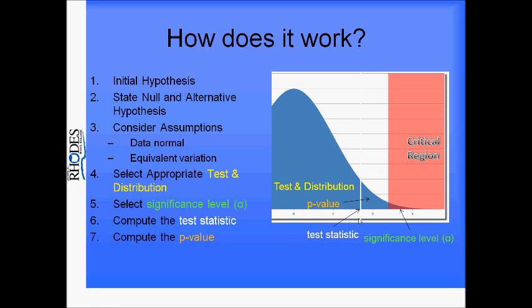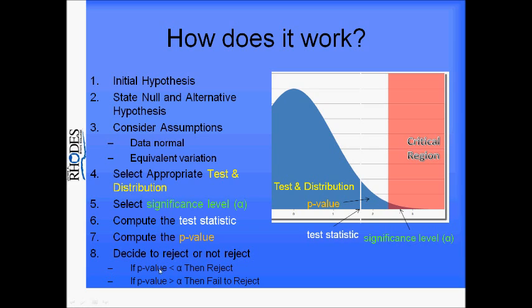And then the next thing we need to do is compute the p-value. The p-value is basically finding the area under the curve from the test statistic point to the right. So from that 1.75 on up to infinity, that's going to be your p-value. And then we can decide whether to reject or not reject our hypothesis based on that p-value.